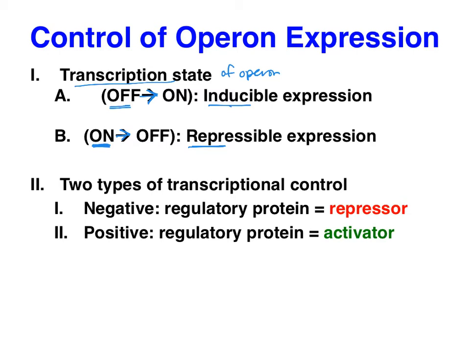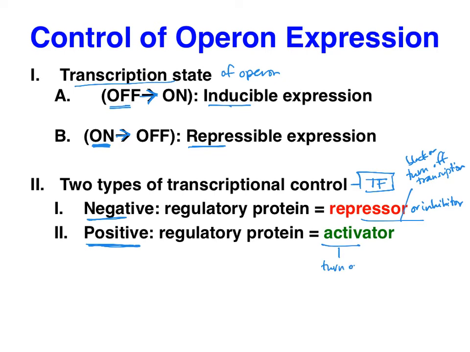We can also have two types of control over that transcription. That is, what type of transcription factor are we dealing with? We could have a negative regulatory protein, that is a repressor or inhibitor that can turn off transcription or block transcription from occurring in the first place. We can also have a positive regulatory protein, an activator that helps turn on transcription. And you can have an activator that's involved in an inducible operon. You can have an activator that's involved in a repressible operon. And we're going to talk about all four combinations here.